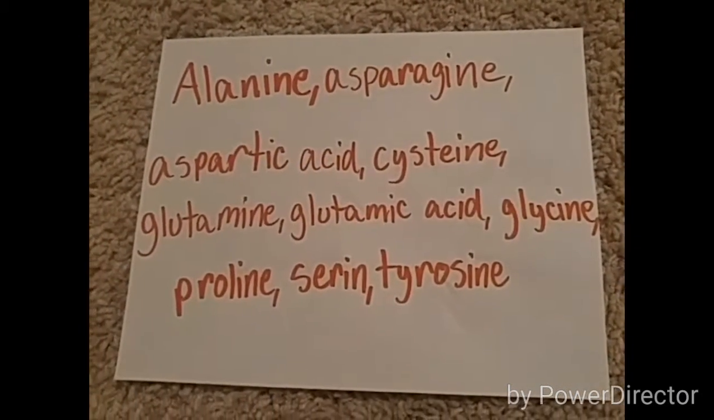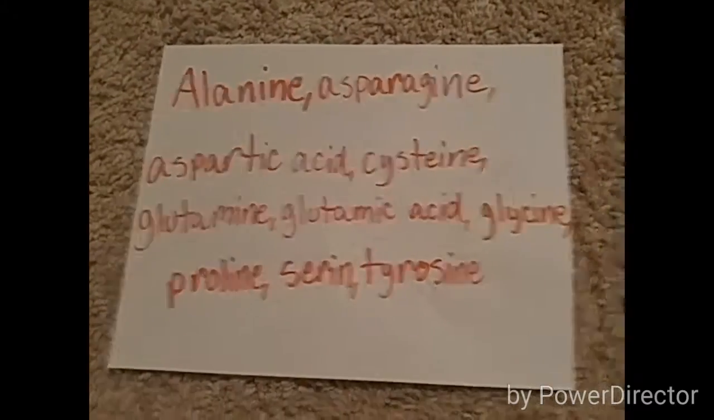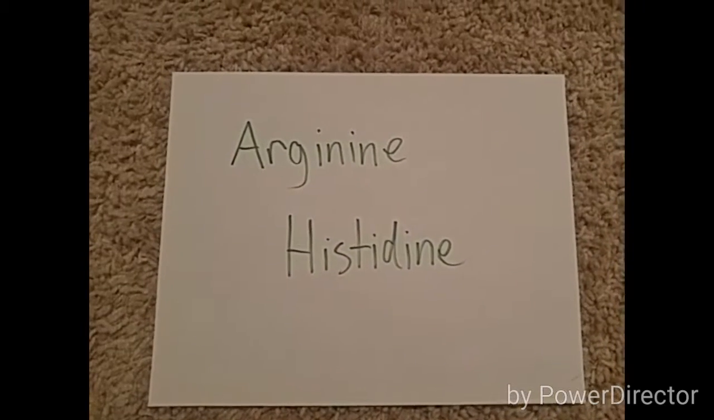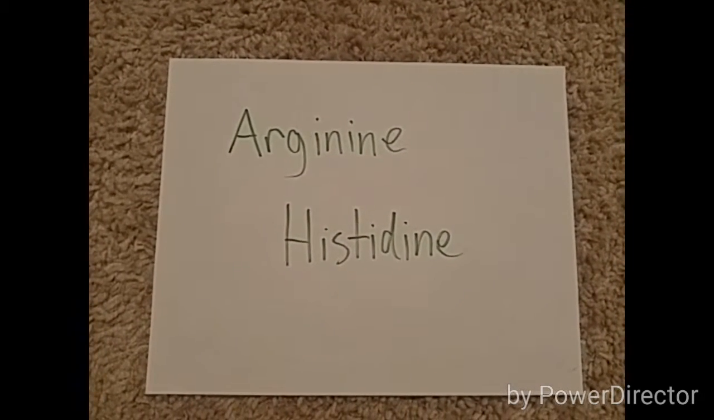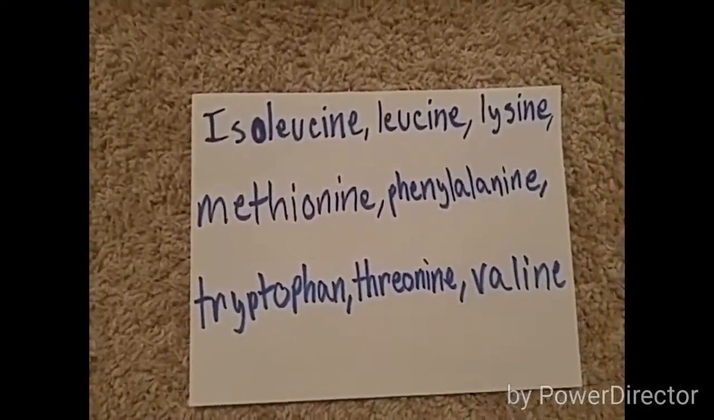Of the 20 standard amino acids, 10 are considered non-essential, which means they can be produced by the body. 2, arginine and histidine, are considered semi-essential, which means they must be consumed in our diet under certain circumstances. The remaining 8 are considered essential, which means they must be consumed in our diet.